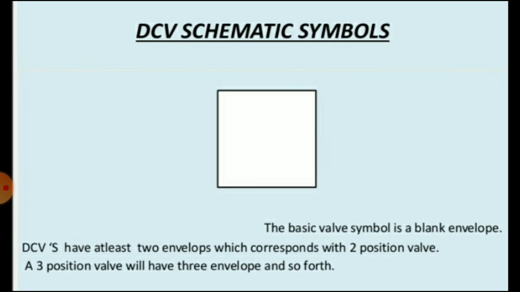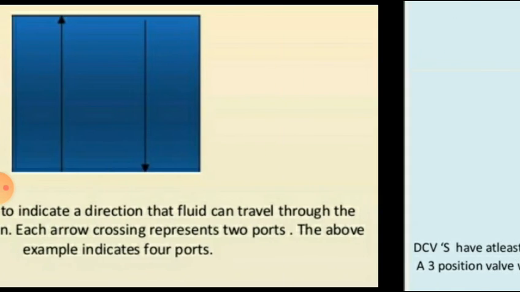Now we will see the details of the valve. Direction control valve: the basic valve symbol is a blank envelope. DCVs have at least two envelopes, which corresponds with a two position valve. A three position valve will have three envelopes and so forth. So when there are two squares, that is a two position valve. When there are three squares, then it is a three position valve and so forth.